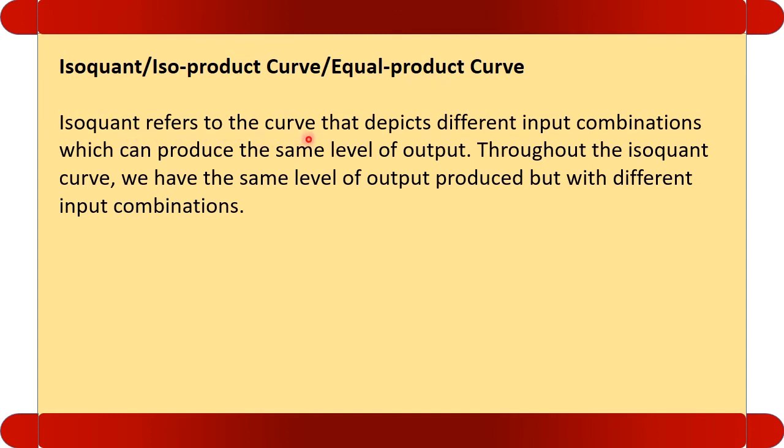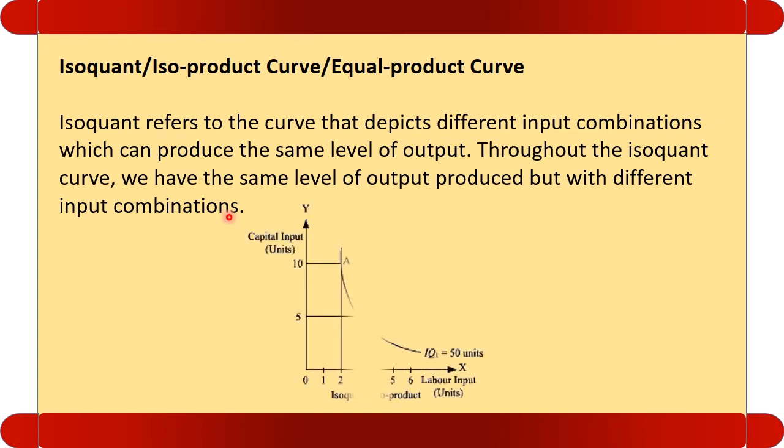Isoquant refers to the curve that depicts different input combinations which can produce the same level of output. Throughout the isoquant curve, we have the same level of output produced, but with different input combinations.